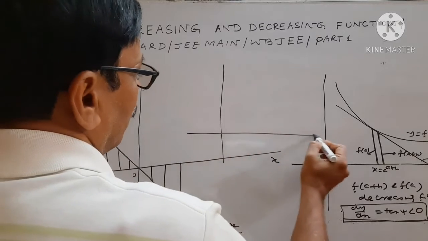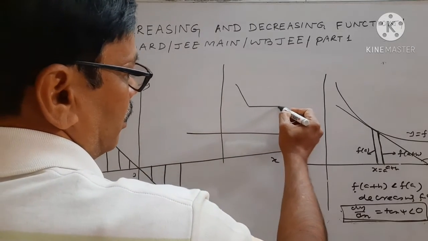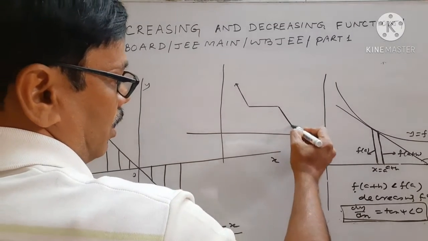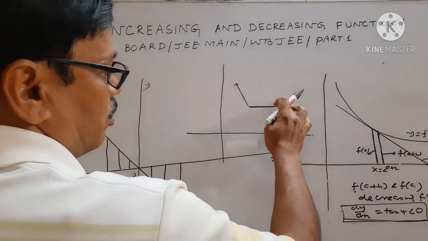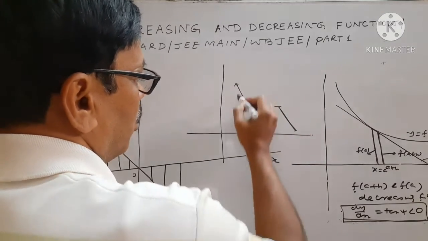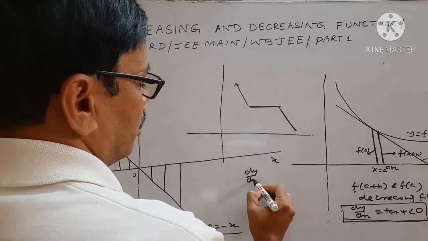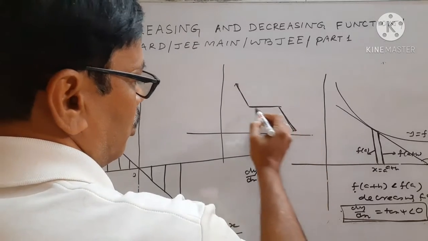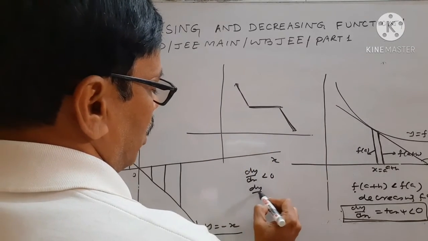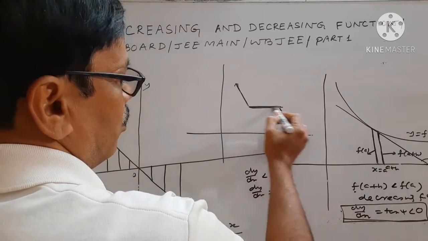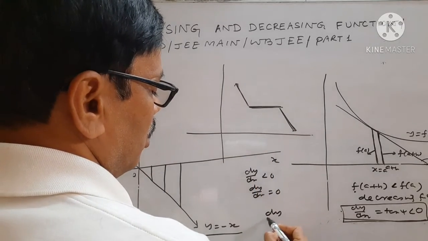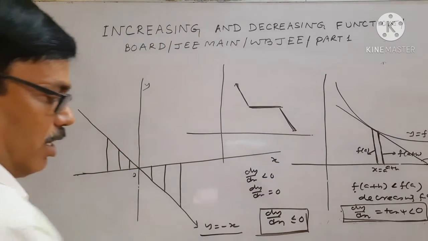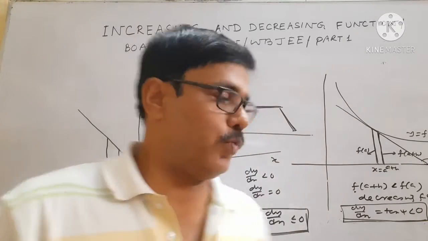Now, if we get a figure of this type, look, this is strictly monotonic decreasing, and here f(x) equals constant. So for this part, dy/dx less than 0. For this part also, dy/dx less than 0. But for this part, dy/dx equals 0. The tangent is parallel to the x-axis. For decreasing function, this is our working rule, dy/dx less than 0.